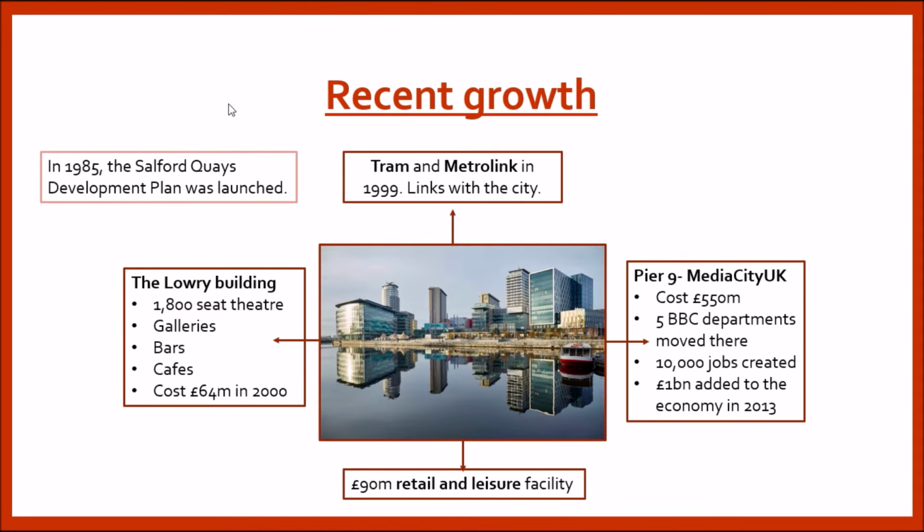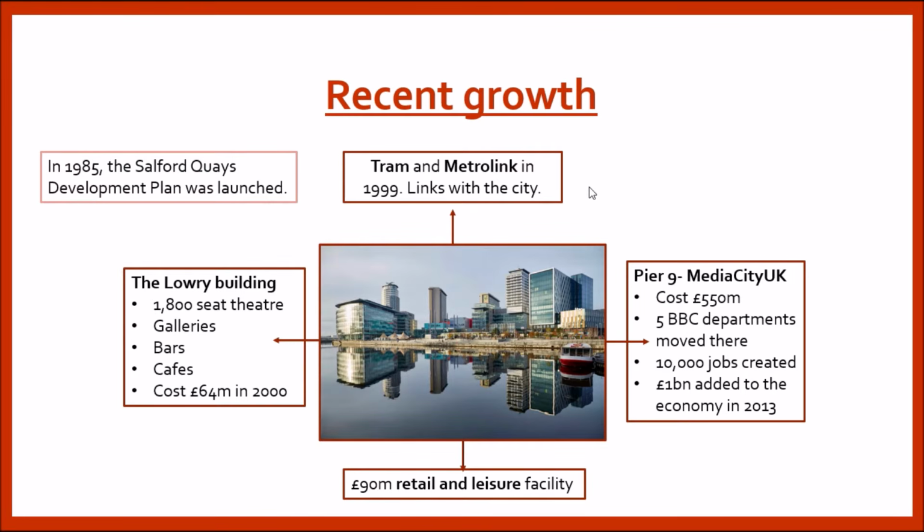So to deal with the economic decline, in 1985, the Salford Quays Development Plan was launched. This at the time was to be one of the first and the biggest development and regeneration projects the UK had seen, and it included several different ideas. One of those that came to fruition was the Lowry Building. It was an 1,800-seat theatre, galleries, bars, and cafes were included, and it cost £64 million in the year 2000. It also had a £19 million retail and leisure facility put in, and other infrastructure was also put in to support.